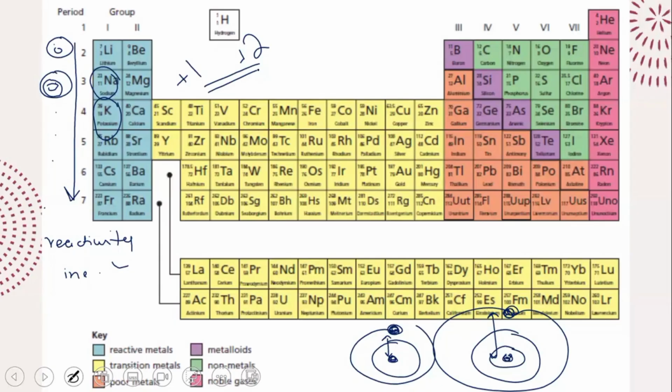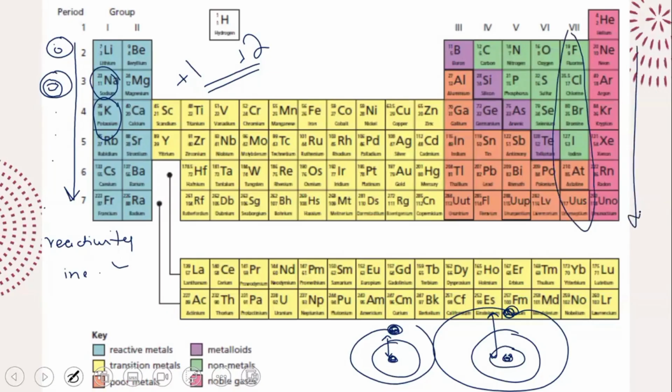So if the electron wants to go away, it can. For potassium, there are 4 shells. There are more shells present, so the outermost electron is even further away. So it is even easier for potassium to lose the electron and take part in the reaction. So reactivity increases. But for group 7, for halogens, it's the opposite.